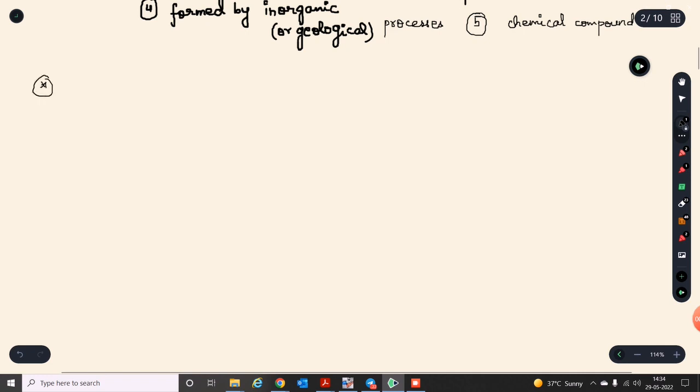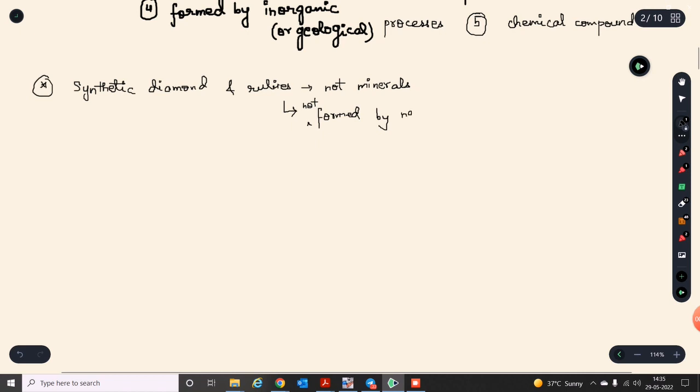First one being synthetic diamond. Synthetic diamond and rubies are not considered as minerals. Okay? Not minerals. Why? Because they are not formed by natural processes. Okay?